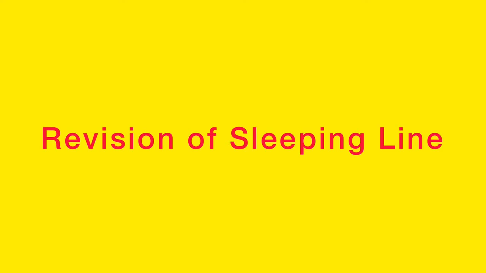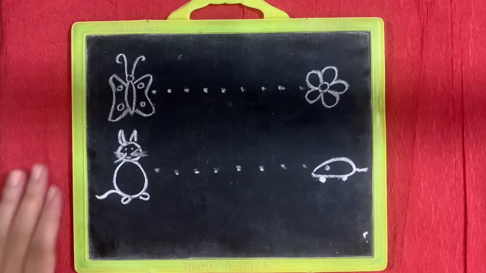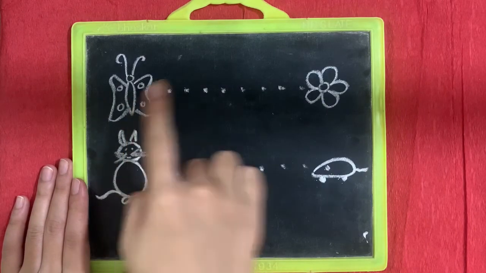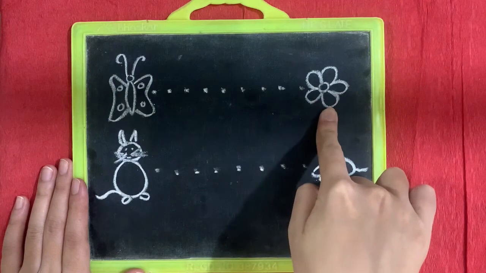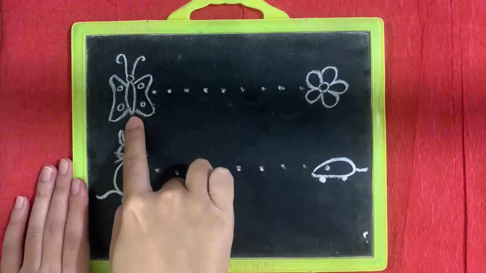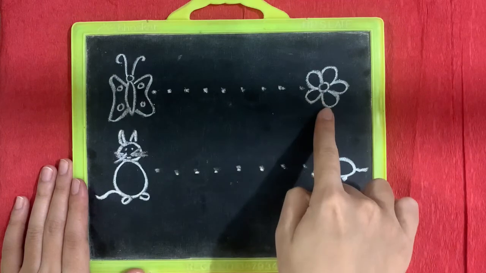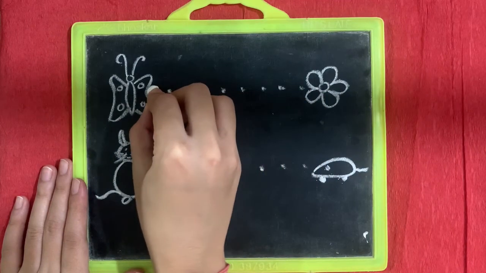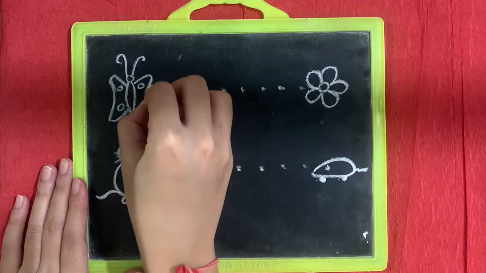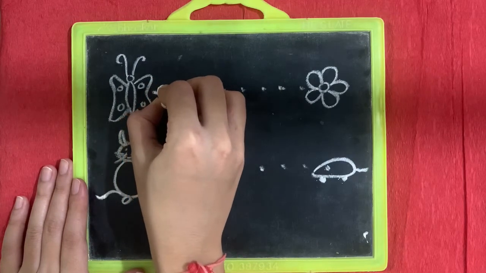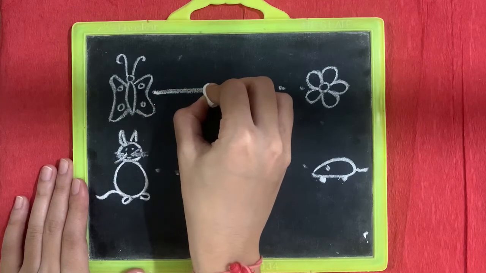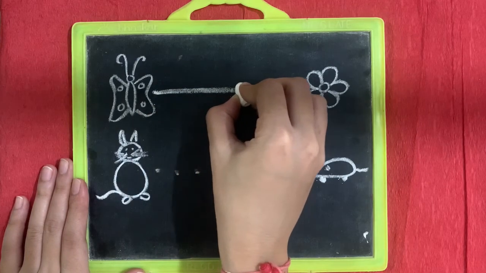Revision of sleeping line. On the slate, I have drawn a butterfly on the left side and a flower on the right side. So now let us match the butterfly with the flower with a sleeping line. Starting from the left side, slowly go towards the right side.